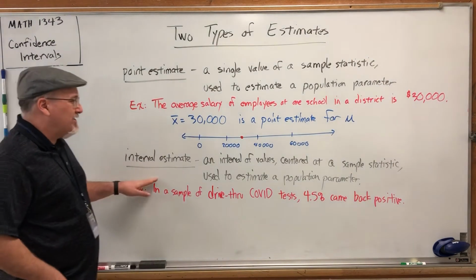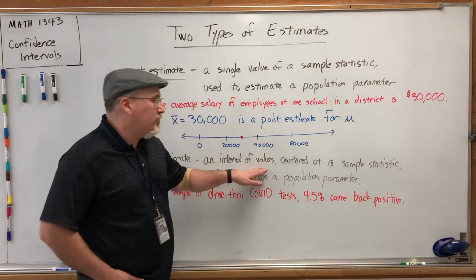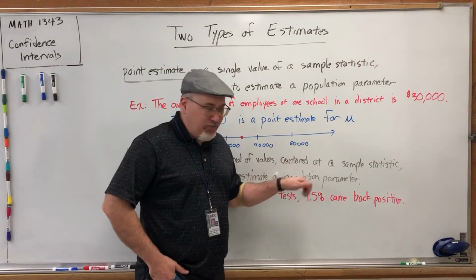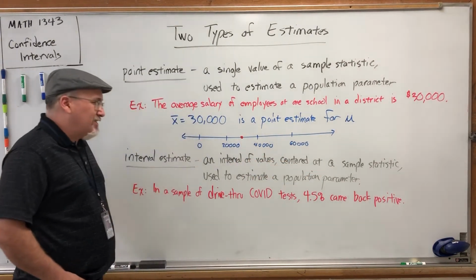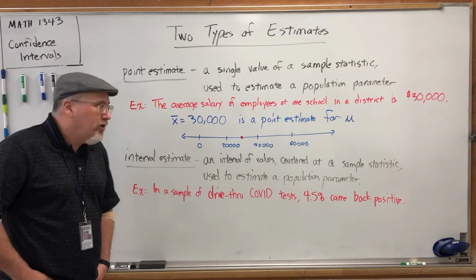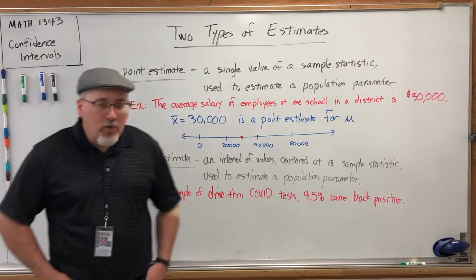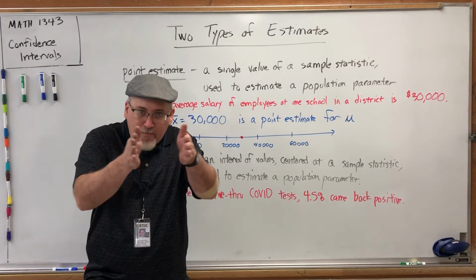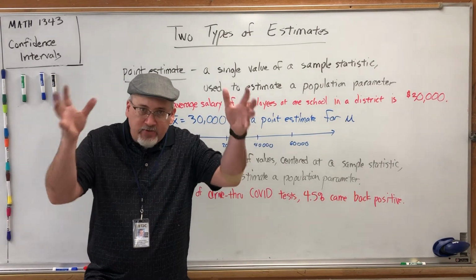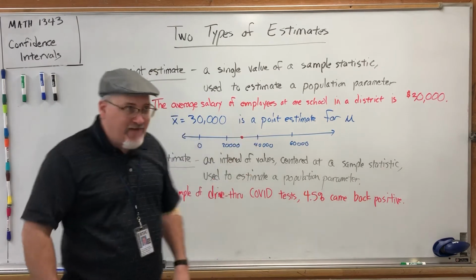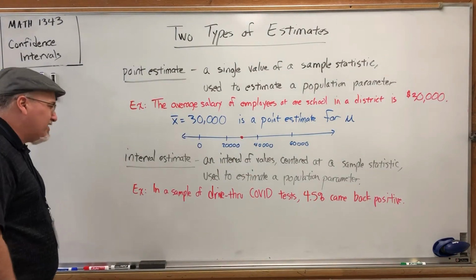An interval estimate is an interval of values centered at a sample statistic used to estimate a population parameter. So it's kind of the same thing, except we don't settle for a single value. We take a single value in the middle of an interval of values, and we look at that collection of values as the interval estimate.